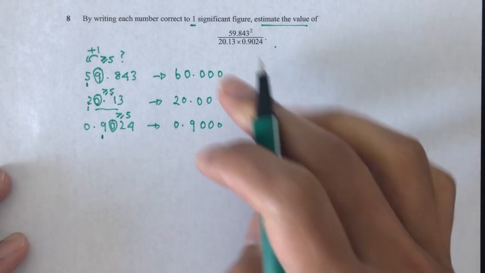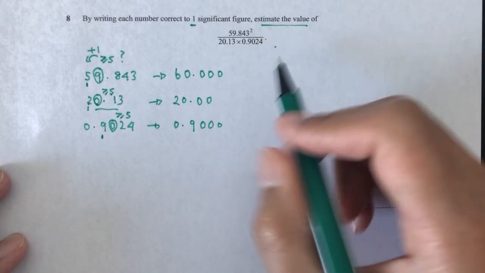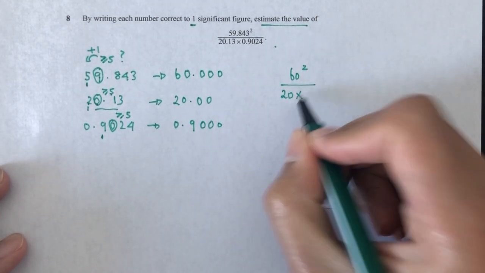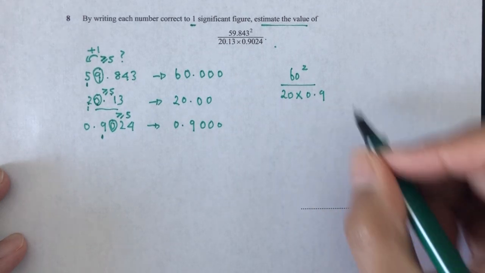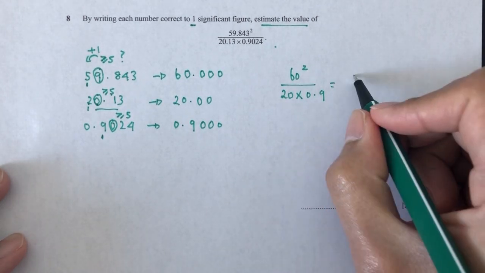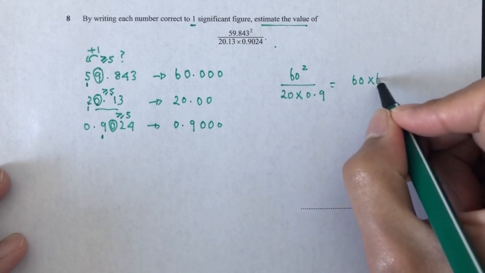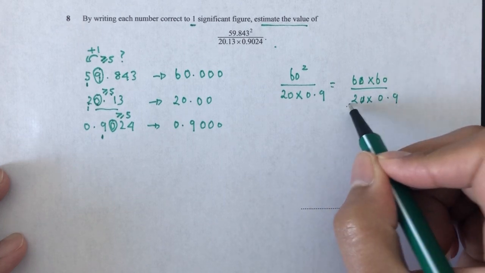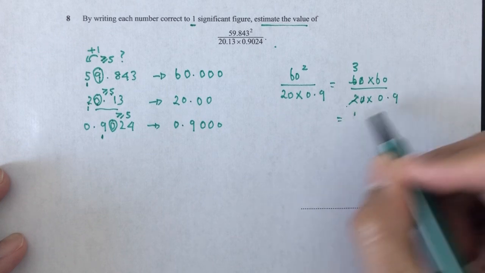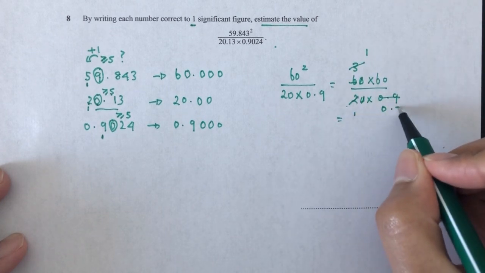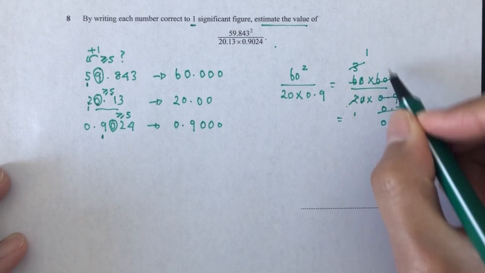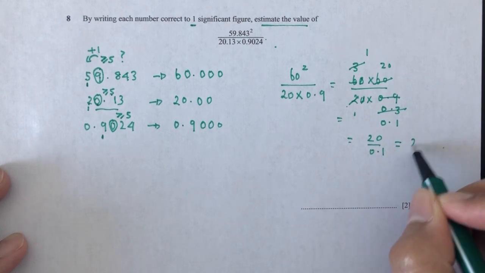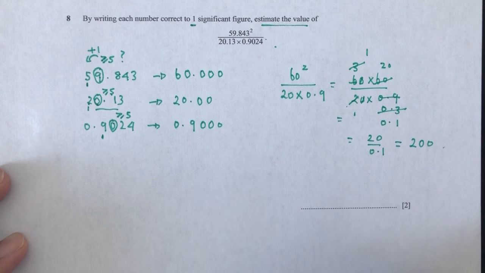Okay, so now we have these three new numbers we have to replace back in the fraction. So this will become 60 squared divided by 20 times 0.9. So let's simplify this. So 60 squared is 60 times 60 divided by 20 times 0.9. So divide by 3, we get 0.3. Divide by 3 again, we get 0.1, and we get 20. So right now we have 20 over 0.1, which becomes 200. So your answer for part 8 will be 200.